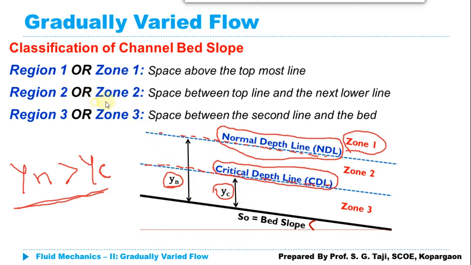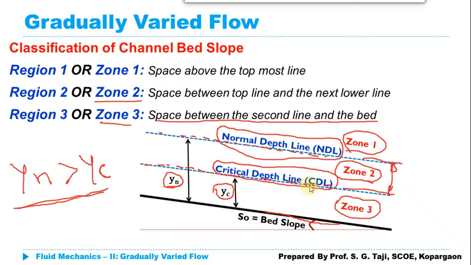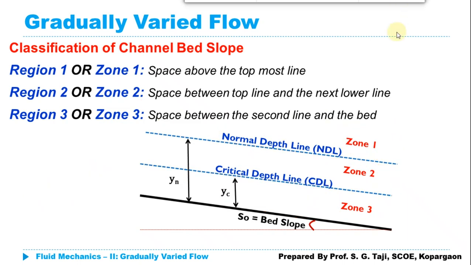Now our second zone or region 2 is the space between the top line and the next lower line. Our lowest line is the bed of the channel, and next to it is the critical depth line CDL, and the topmost line is this one. So the space between the topmost line and the next lower line is zone 2, also said to be region 2, and zone 3 or region 3 is the space between the second line and the bed of the channel. This is how we classify the zones, and remember this classification, because we are going to use the same while classifying our water surface profiles and in which zone each will occur. So I hope you understood it.